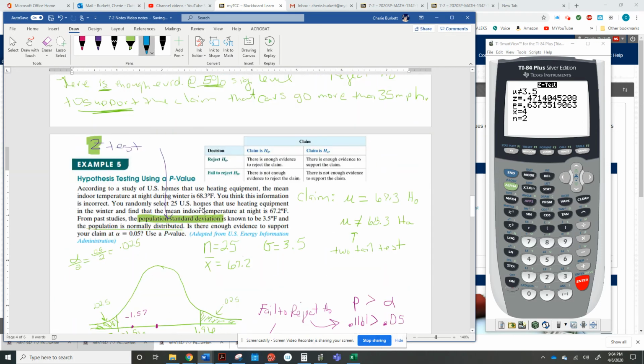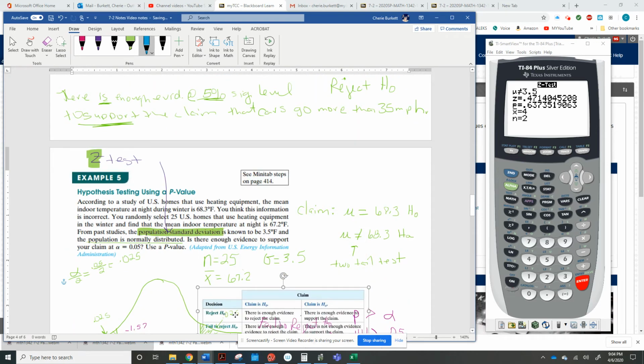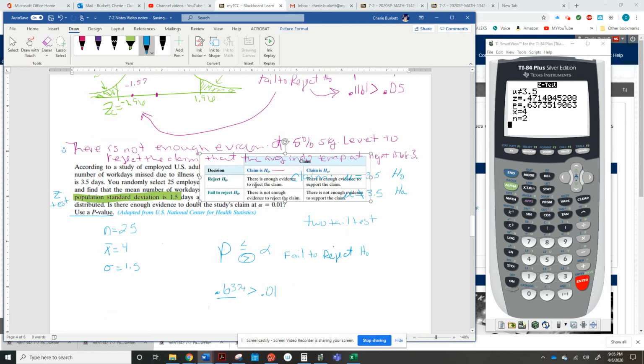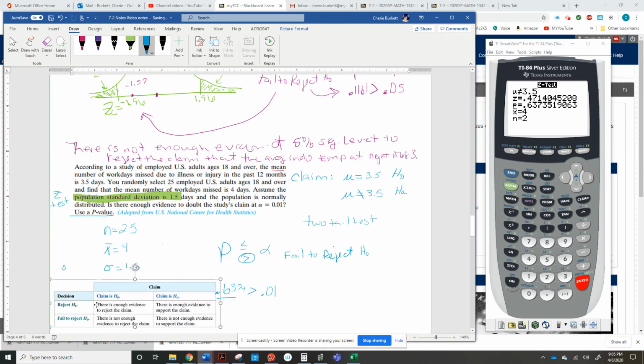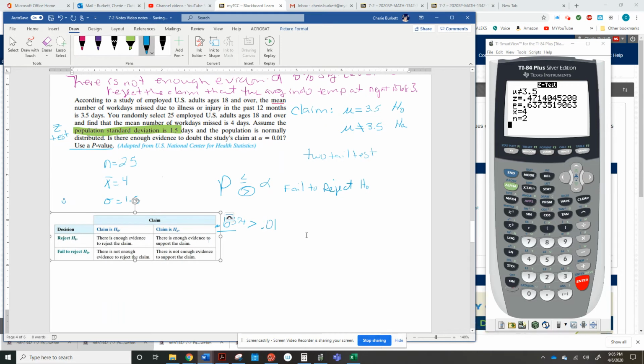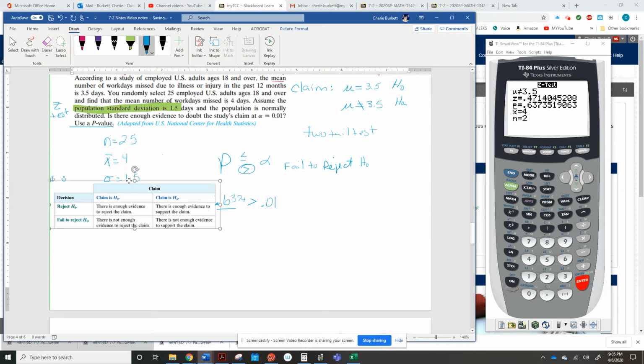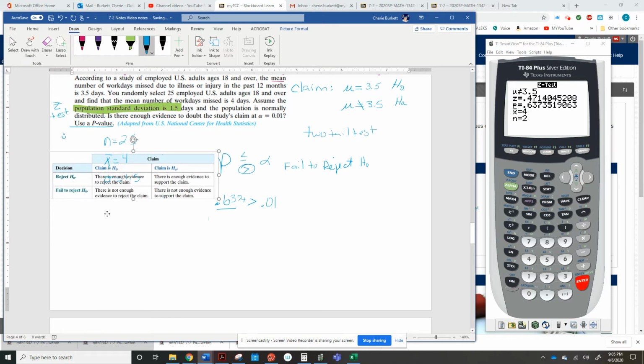So now we need this little memory helper. So for this situation, my claim was the null hypothesis. So I'm in this column right here. And I failed to reject the null hypothesis. So this is going to be the one that I pick, this one right here.